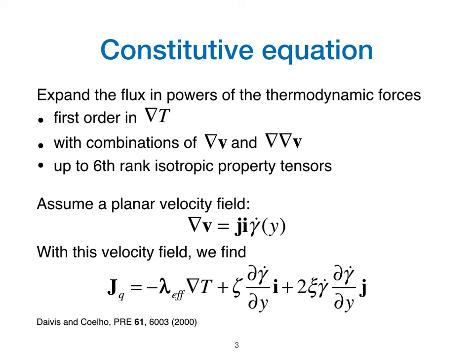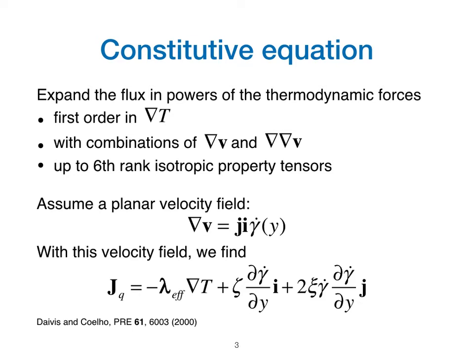We're going to assume that we can get the constitutive equation for the heat flux by expanding the heat flux vector in powers of the thermodynamic forces. So we're going to go to first order in the temperature gradient and include combinations of the velocity gradient and the curvature of the velocity gradient, and we'll go up to 6th rank isotropic property tensors, but that simplifies enormously due to the isotropy of the system in the equilibrium state, which is what you're expanding around. And also if you assume a planar velocity field, then things simplify enormously.